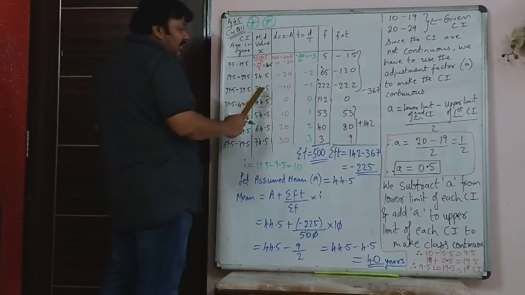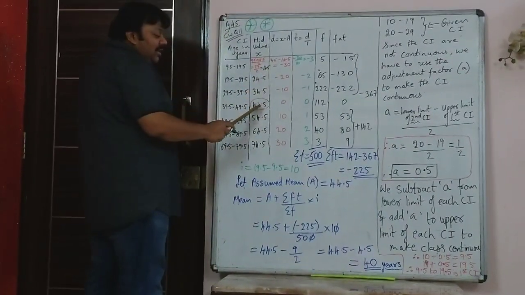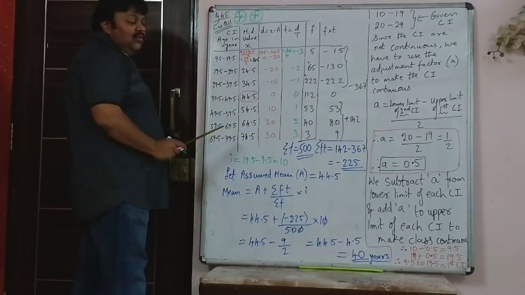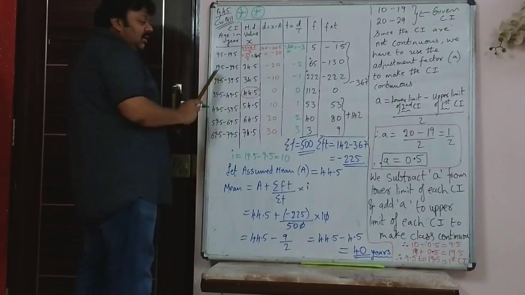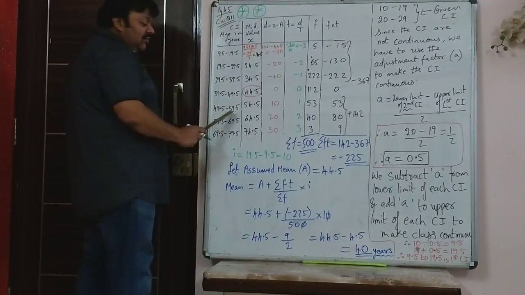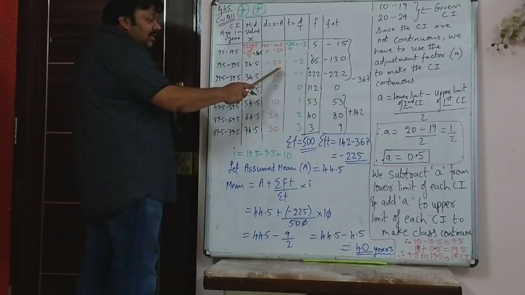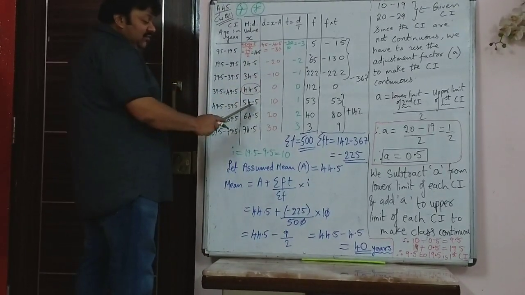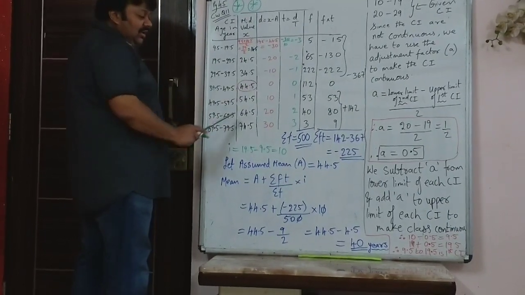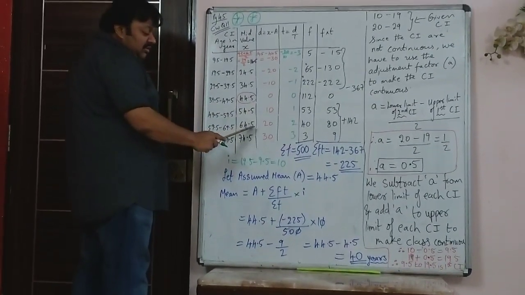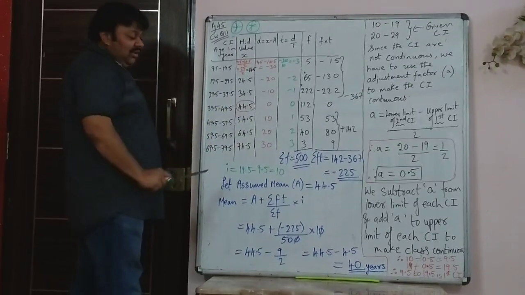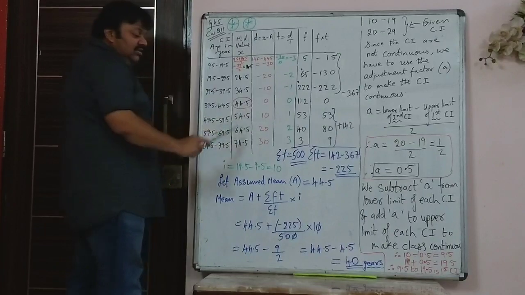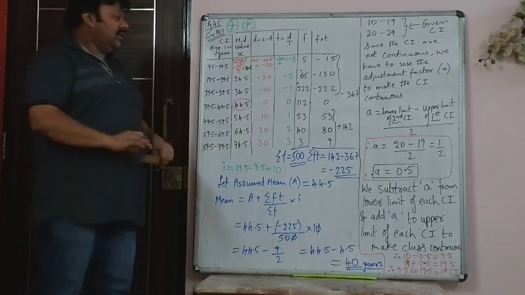So x minus a means 14.5 minus 44.5, that is minus 30. And these are all having class size of 10. So minus 30, minus 20, minus 10, 0. After that, what would it be? 54.5 minus 44.5 plus 10. 64.5 minus 44.5 plus 20. 74.5 minus 44.5 plus 30.